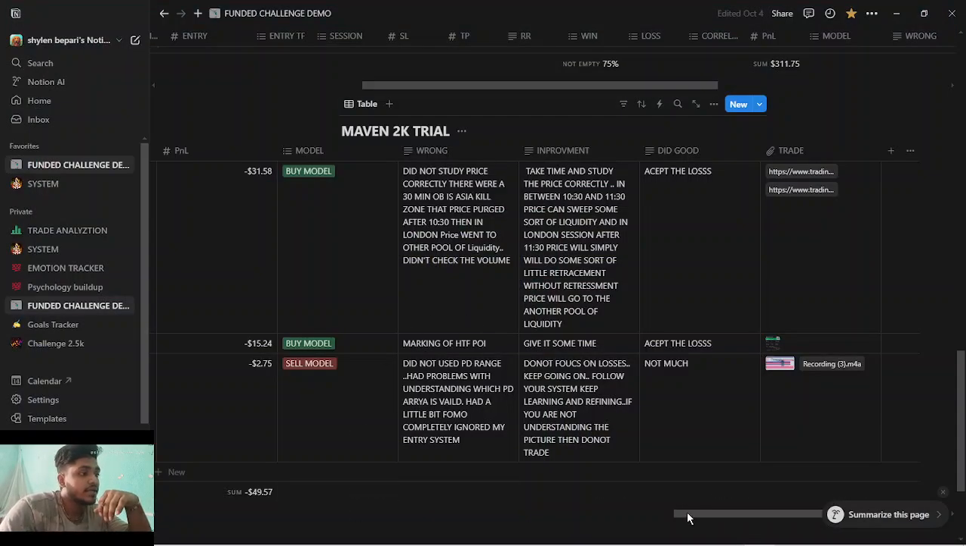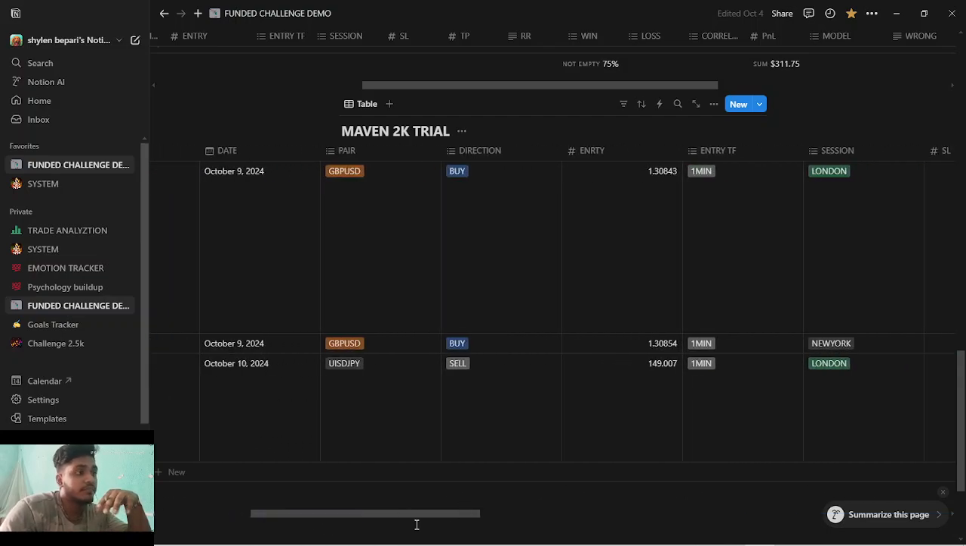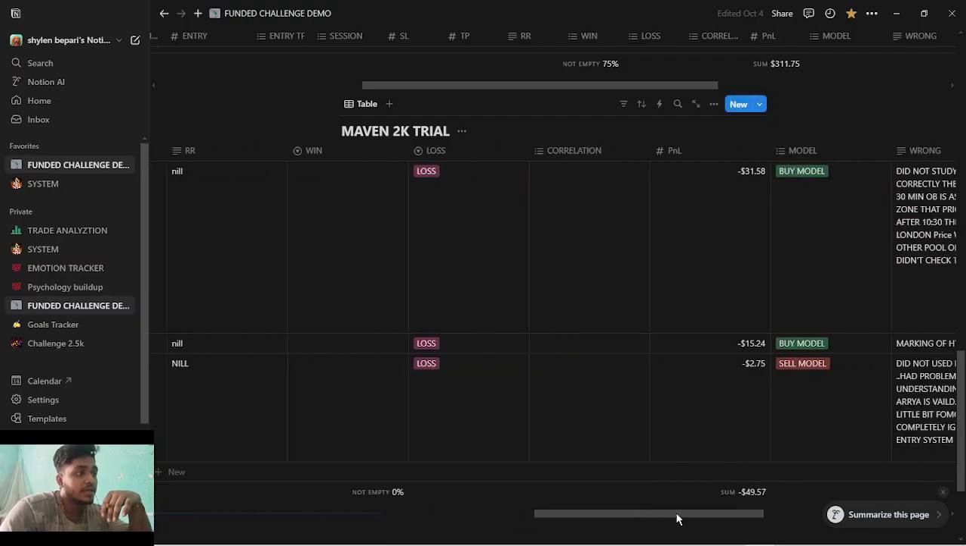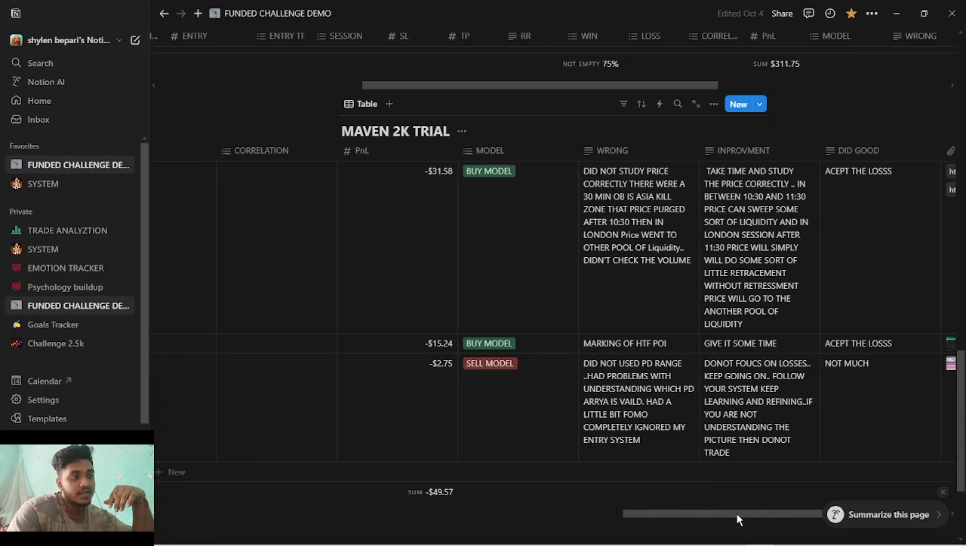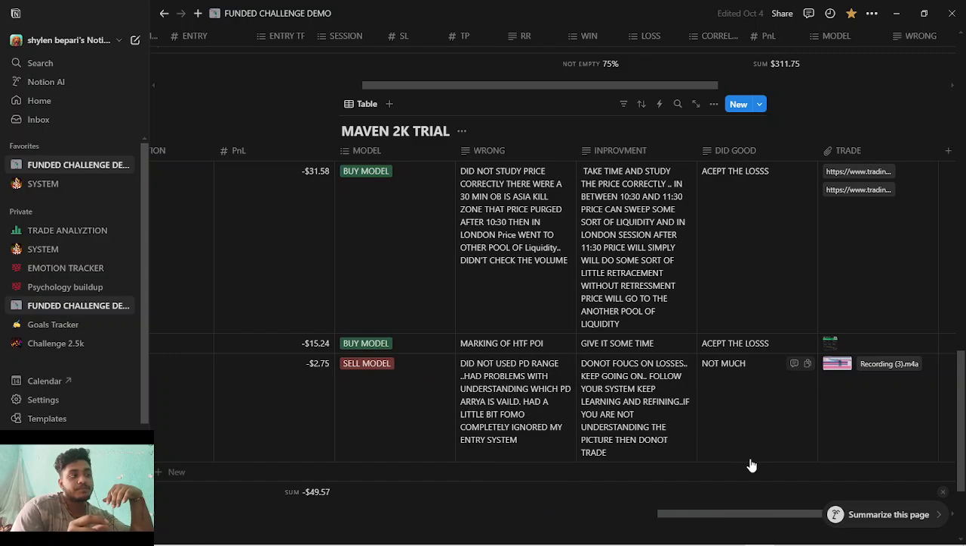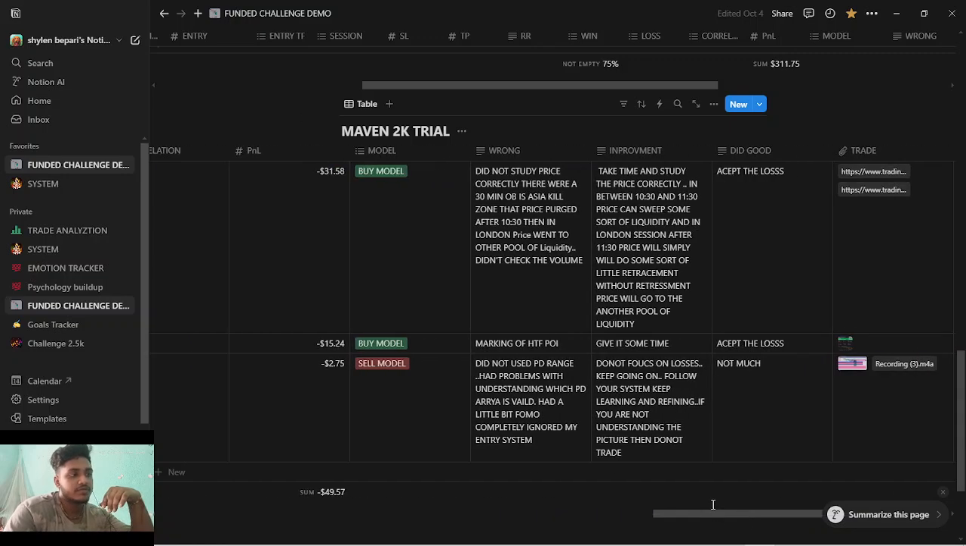And then come to this second trade, 9th October. Again I took a buy, but this time in the New York session. I lost the trade for the same reason: I didn't look back at what price had done. In this case, I didn't wait for the perfect POI. I didn't wait for the main point of interest to get tapped. I had previously lost a trade, I was in a bit of a rush, and I made this silly mistake.